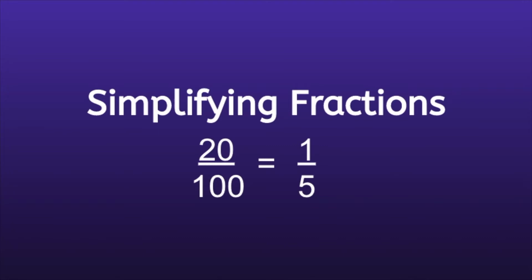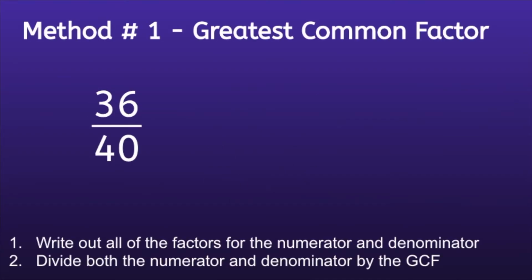Simplifying fractions. In this video, I'm going to review two methods for simplifying fractions. Method number 1, greatest common factor. In order to simplify the fraction 36 over 40, I'm going to follow two steps. Step 1, write out all the factors for the numerator and denominator.